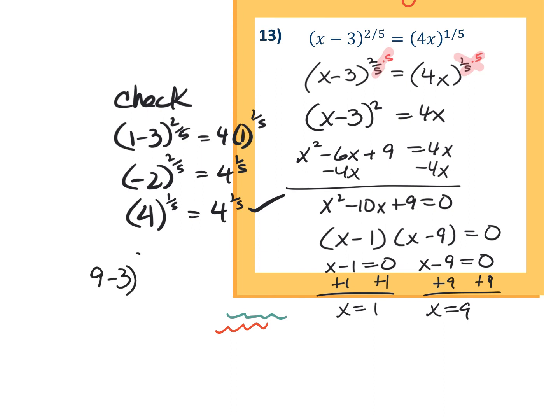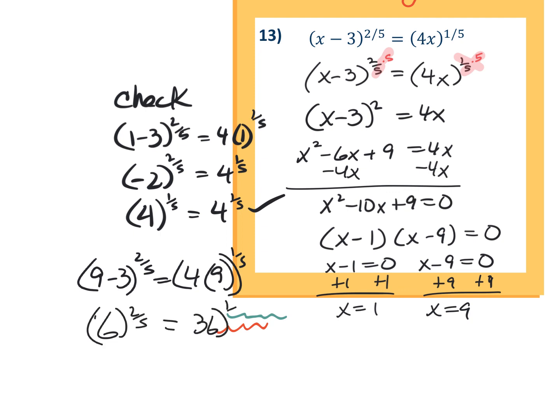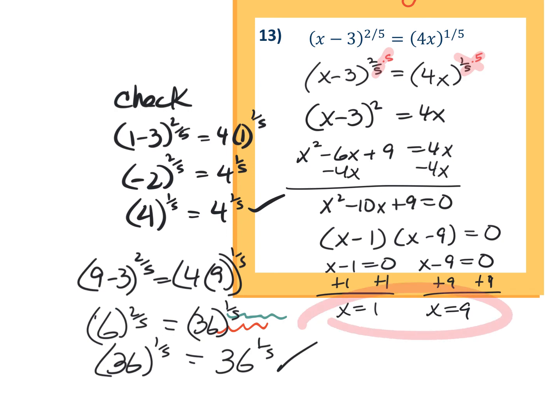And then the same thing on the 9, plug it in. 9 minus 3 raised to the 2/5 equals 4 times 9 raised to the 1/5. And then here we get 6 raised to the 2/5 equals 36 raised to the 1/5. And again, square the 6. And then now it's just raised to the 1/5, which is the other side. So this one also checks. So both answers we found are good.